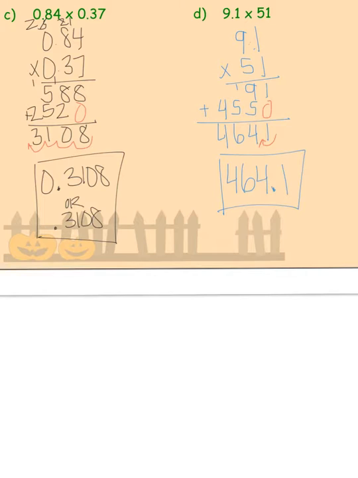On example D, this one here, lining up 9.1 and 51, multiplying. This one, there's only one digit after the decimal point. So in our answer, there's only one digit after the decimal point. So we end up with 464.1.